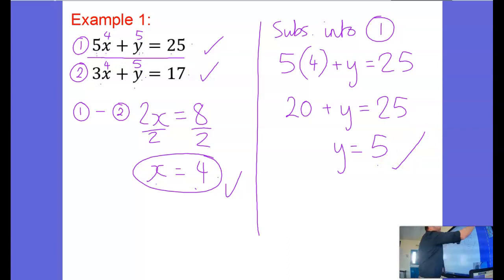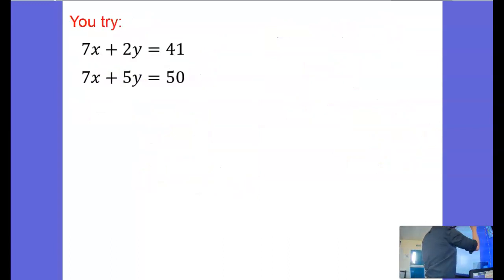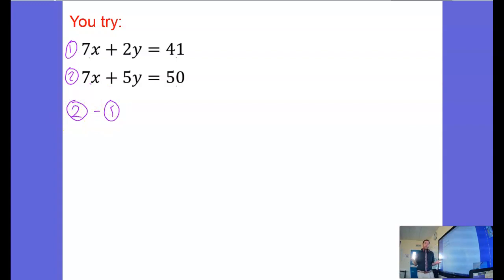Okay. Here's one for you to try in a similar vein. One thing to notice here, though, is with your equations, equation 1 and equation 2, you're probably going to want to do equation 2 take away equation 1 so that you stick with positives. But you could do either. My advice would be to do equation 2 minus equation 1. It'll work if you do it the other way around. Anyway, pause the video now, give that one a go. And if you've paused it and had a go, let's see if you've got the same answer as me.